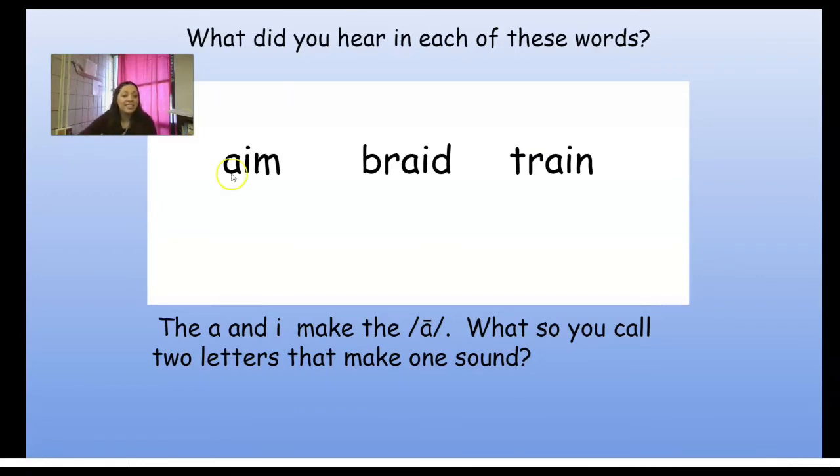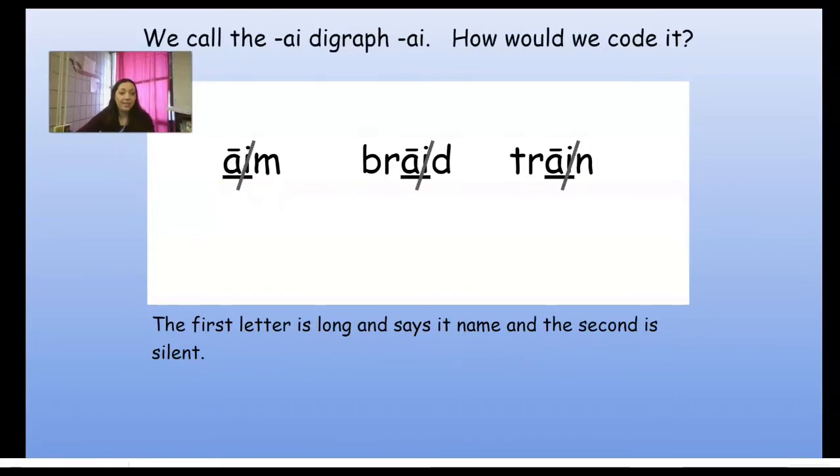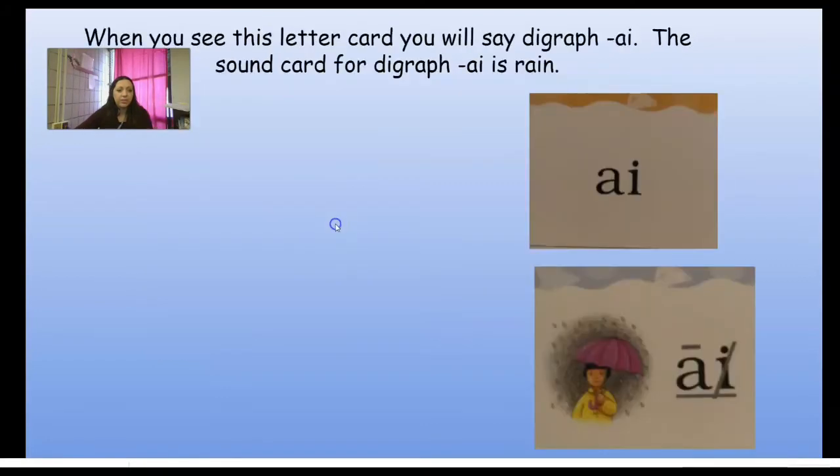So we're going to call this digraph AI, okay? And when we code it, since it says A, we're going to put that macron on top for a long A, and then we're going to cross off that I because we don't hear the I at all, okay? So the first letter is long and says its name, and the second letter is silent. And we're also going to underline it just like we underline any of the digraphs. Now, this digraph has an A and an I, which are both what? Vowels. So we actually call this a vowel digraph too, because it's made up of vowels. So we're going to practice that a little bit more later on when we code the words.